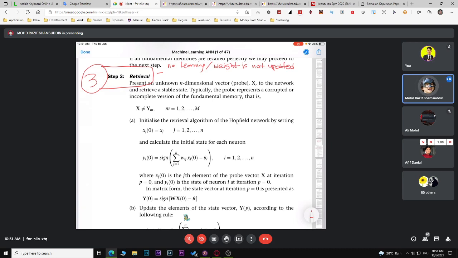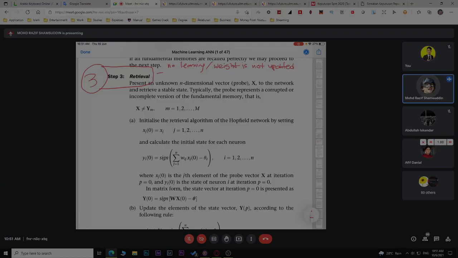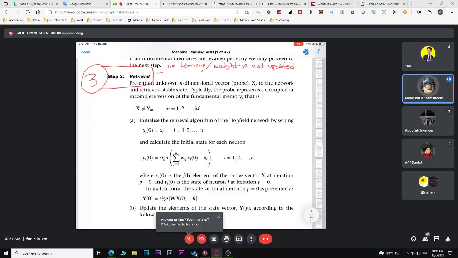Orang lain? Okay, boleh. Nanti saya tunjukkan lagi bila kita buat advanced network. Saya akan explain some of the application of a different neural network. Okay, so we'll see about that. Alright, so selain daripada weight is not updated, apa lagi? Tak habis lagi. Kalau you baca tu dia kata apa?